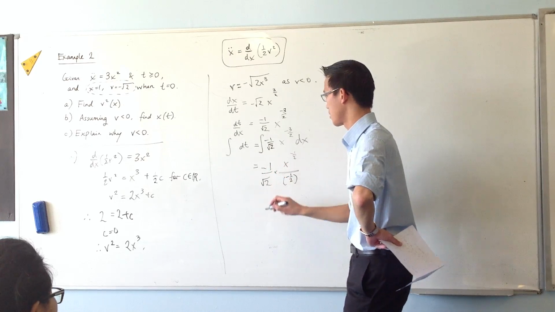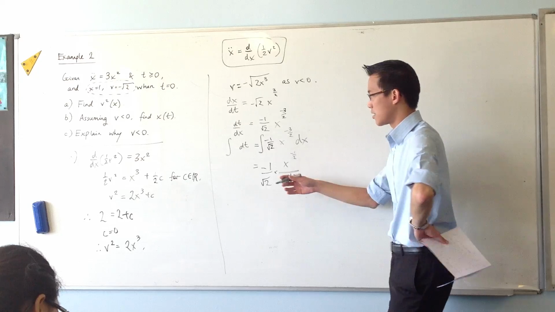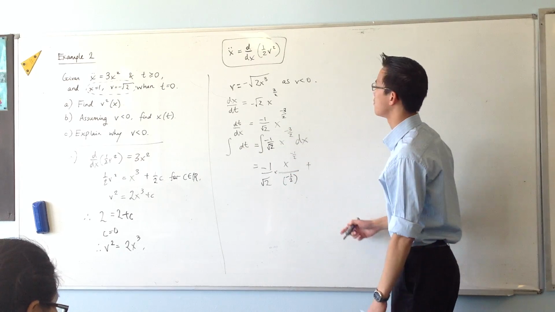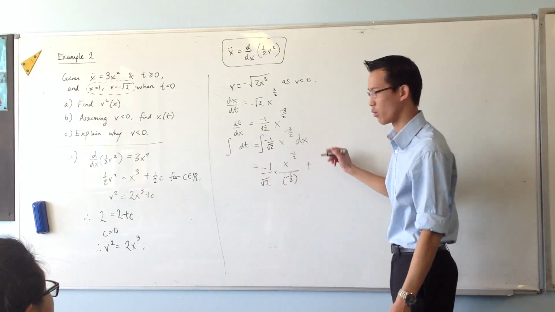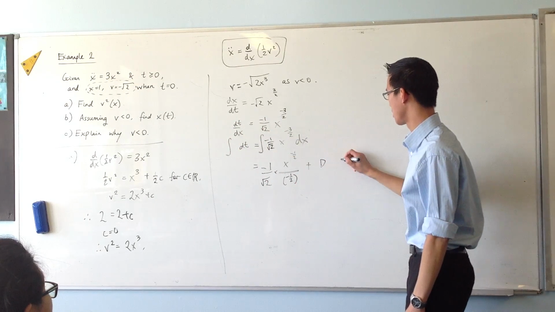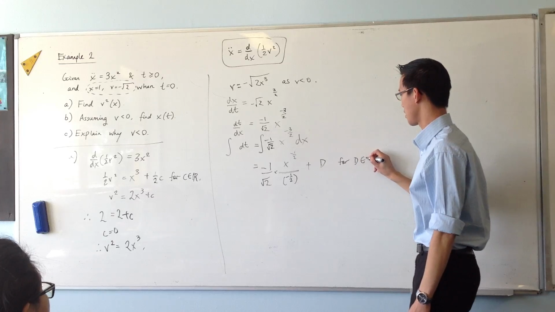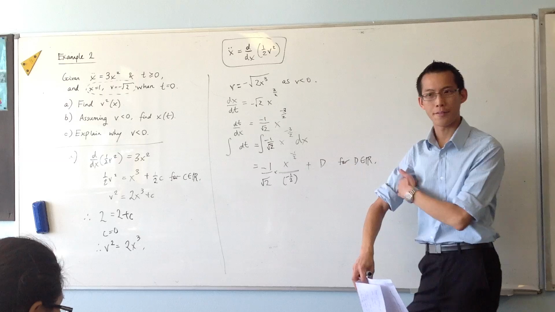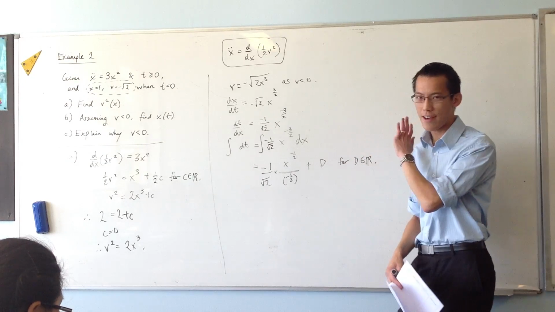Hasn't disappeared. Okay? And because it's an indefinite integral, I'm going to need some kind of constant here. So I forgot to call that C1, so I guess I'll call this another letter. So we'll call that D for a constant. Alright? Now, I've integrated the right-hand side, but I haven't touched the left-hand side.